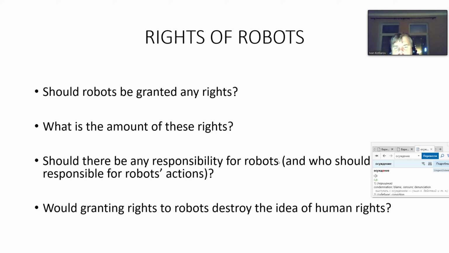Okay. And in addition to rights, there is obviously responsibility. Because should there be any responsibility for robots? Basically, who should be responsible for robots' actions? Let's go back to the example we discussed in the beginning of our lecture. A pilotless car kills a child. Who should be responsible for this action? The owner who programmed the car itself, or the producer? And well, it is also a problem.